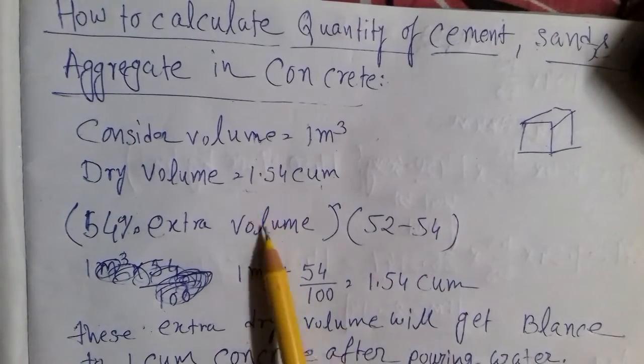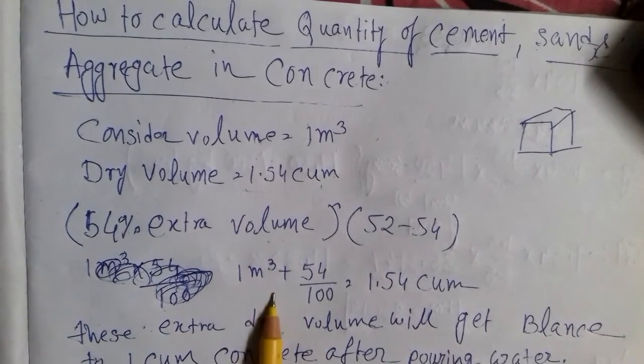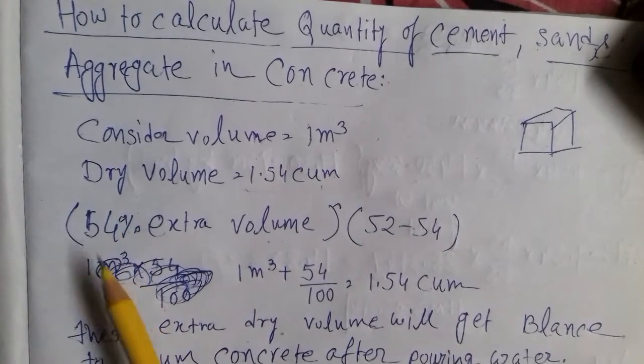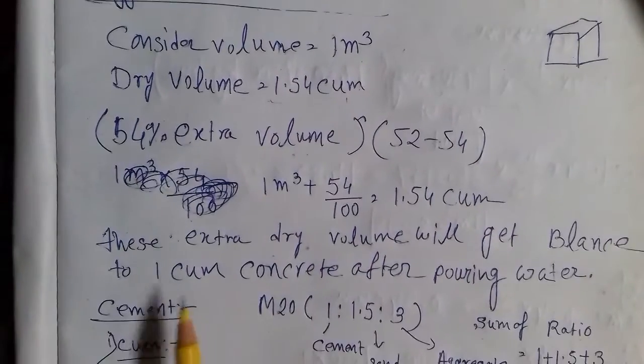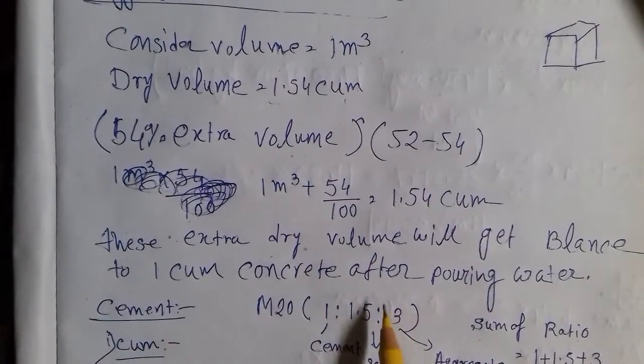So how do we get 1.54? 1 cubic meter plus 54% means what? 54 by 100, so 1.54 cubic meter. This extra dry volume will give the balance of 1 cubic meter concrete after pouring water.